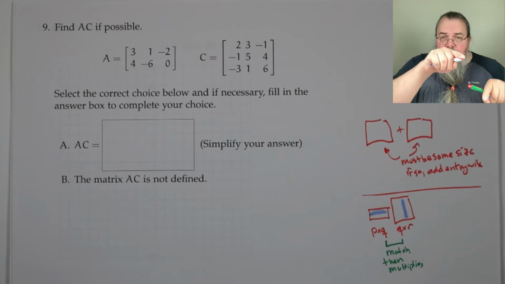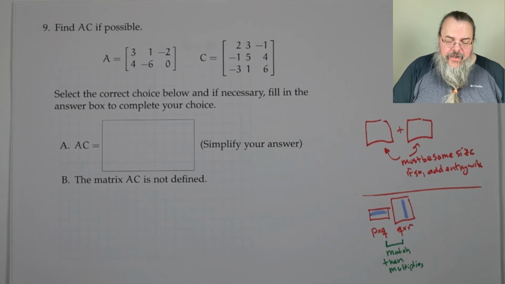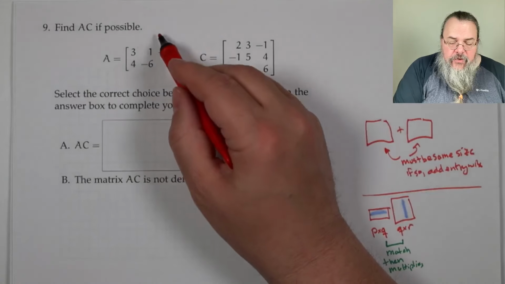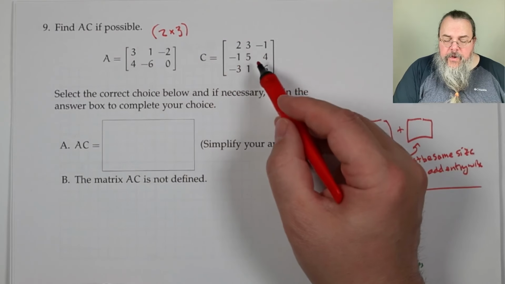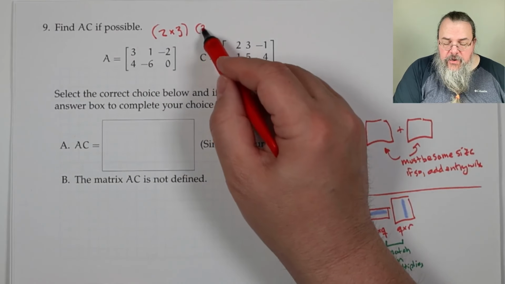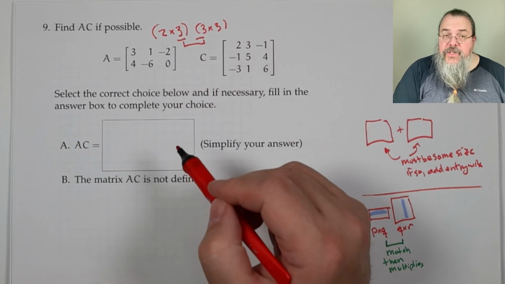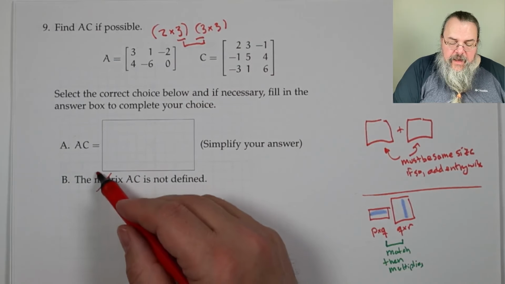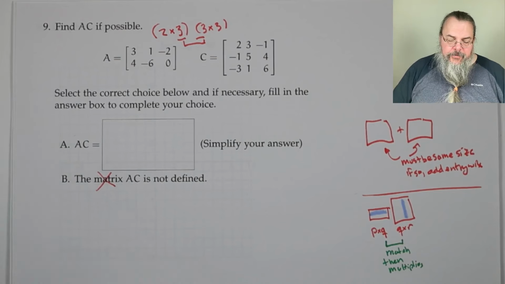So this will make more sense when we do it. So let's just check. What is A? A has 2 rows, 3 columns. What is C? 3 rows, 3 columns. The 3's match. So B is out. This can be done. So we actually need to do the multiplication. All right, well, let's do it. Okay, so here we go.